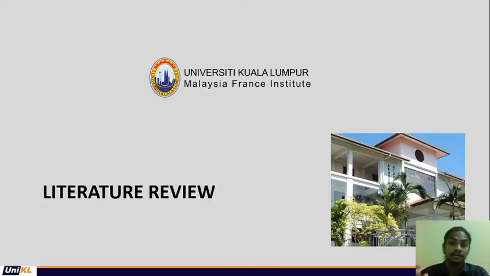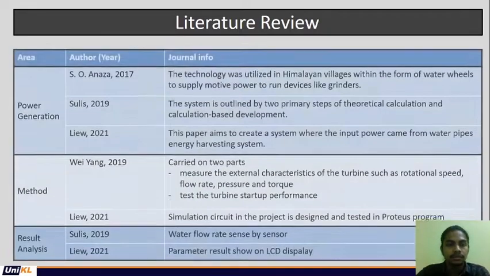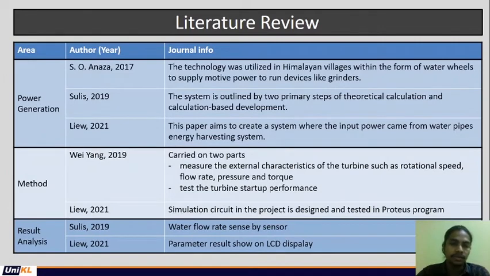About the literature review, there are three areas: power generation, method and result analysis. At the first row, by S.O. Anaza 2017, the technology was utilized in Himalayan villages in the form of a water wheel to supply motive power to run devices like grinders. By Sulis 2019, the system is outlined by two primary steps of theoretical calculation and calculation-based development. By Liu 2021, this paper aimed to create a system where the input power came from a water pipes energy harvesting system.